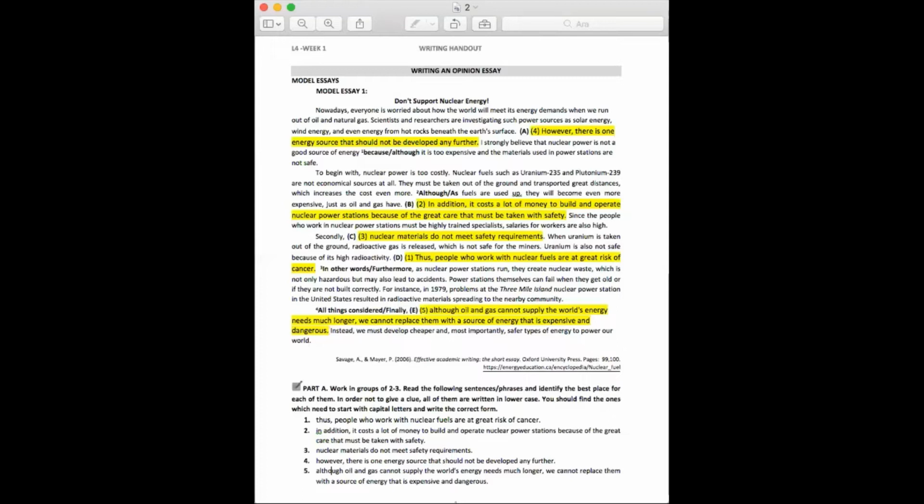The sentence says there is one energy source that should not be developed any further, and that one energy source is nuclear power. Also, sentence 4 leads us to the writer's opinion. When we read the following sentence, we can easily understand that the writer is against the nuclear power. So sentence 4 perfectly combines the ideas.